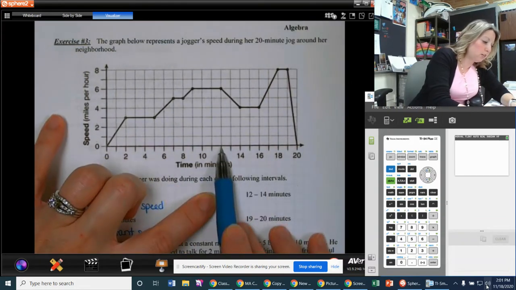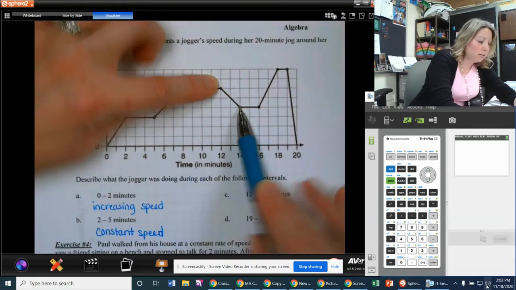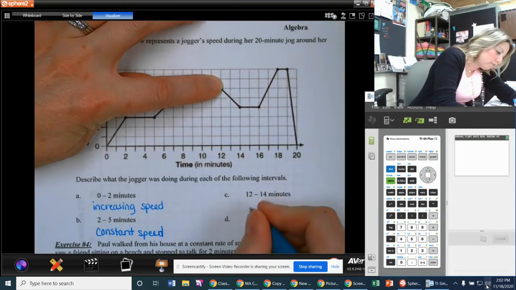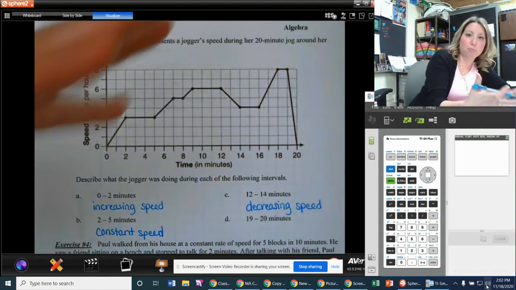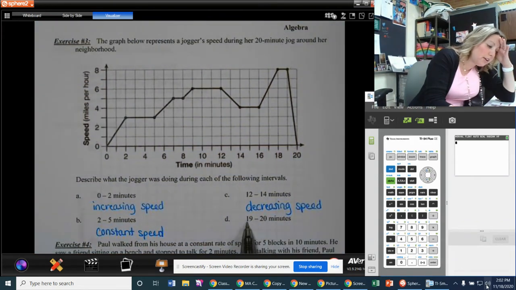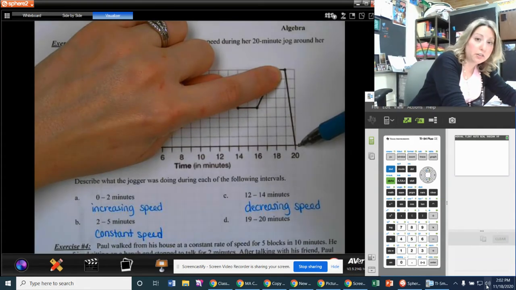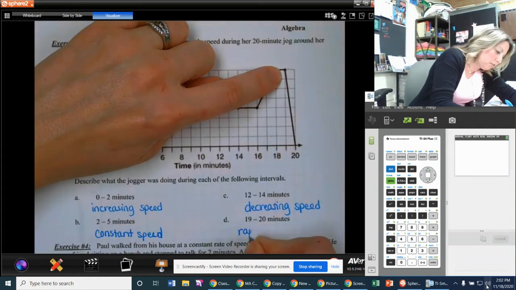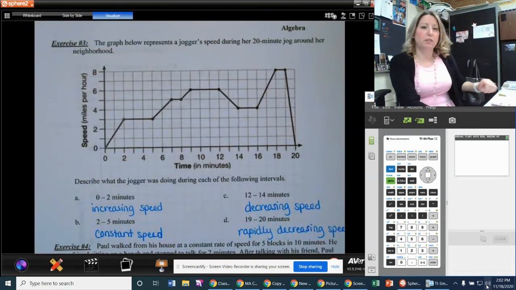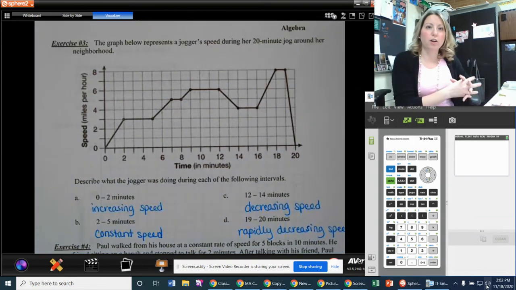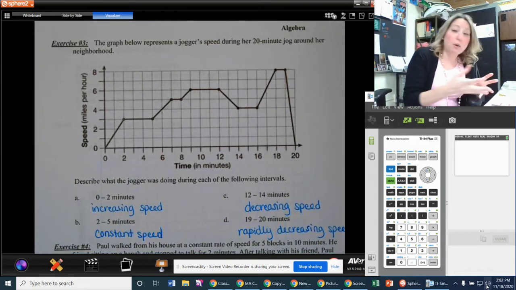12 to 14 is here to here. Okay, decreasing speed. See, it's a decreasing slope, decreasing speed there. And again, this is all based on what my y-axis is representing in this case. And then 19 to 20, that's still decreasing speed. That's just a rapidly decreasing speed. It's decreasing, but it's just far more rapid than all of the other decreases in speed have been, right? Looks like some interval training for this jogger. That was really just an interpretation.